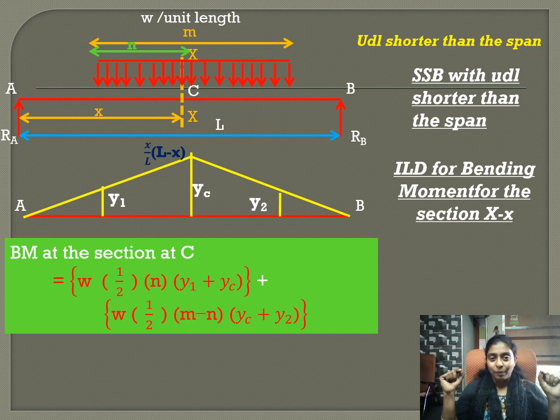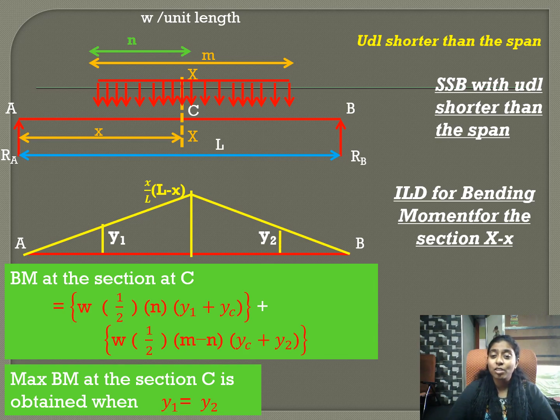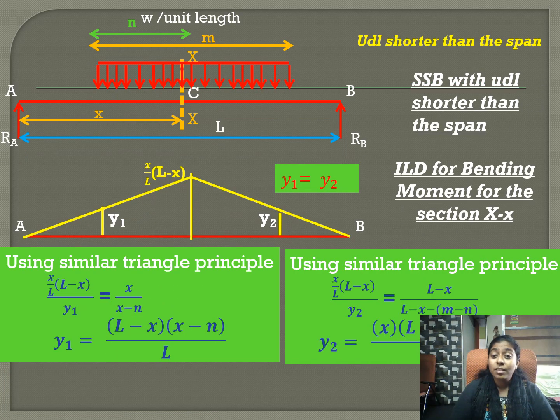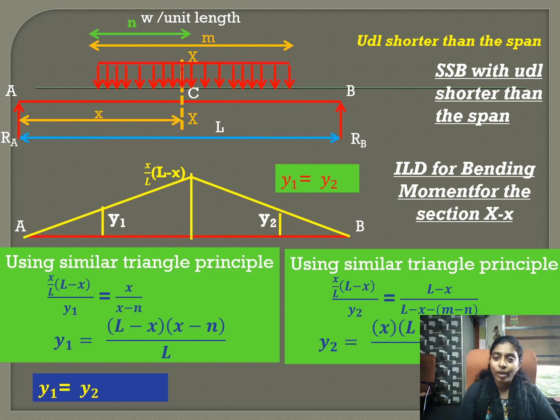So to find N, the condition is Y1 is equal to Y2. When these ordinates Y1 and Y2 are equal, we will get the maximum bending moment. Okay, so the maximum bending moment at the section is obtained when Y1 is equal to Y2. Now, by using similar triangle principles, we can find Y1 and Y2, and equating Y1 and Y2, we will get a relationship between L, X, M and N. So, we are equating Y1 and Y2. We get X by L is equal to N by M.